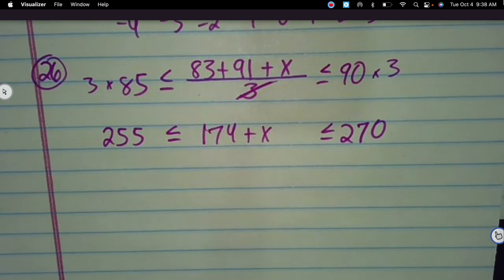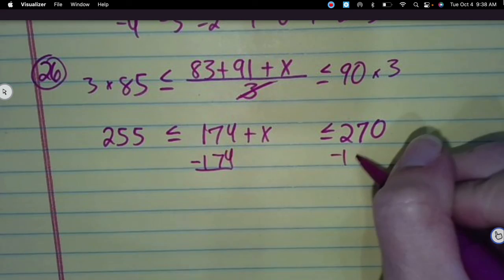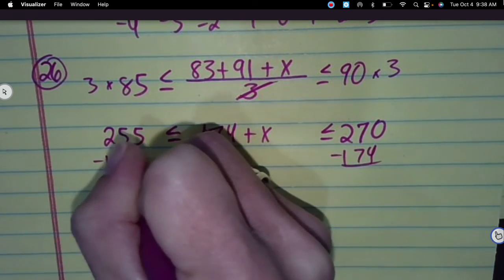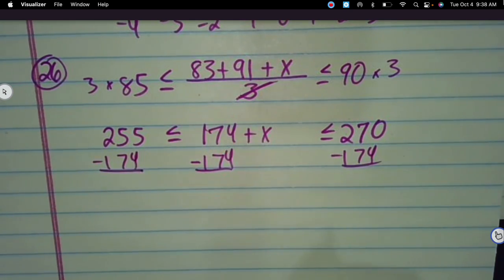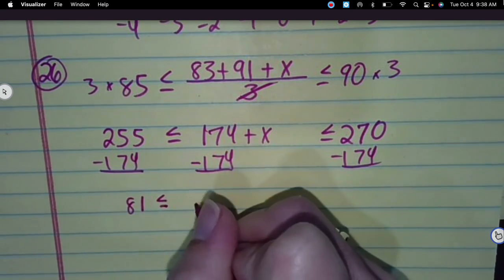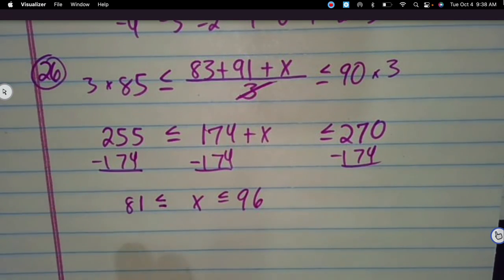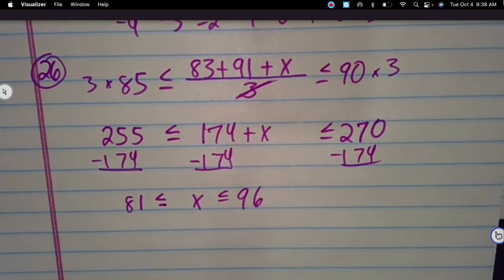Then what would I do to solve? What's in there with the x? A plus 174. So what do I do to solve it? Subtract 174. Okay, and that should give you 81 and 96. She hopes to make somewhere between an 81 and a 96 on that test, okay?